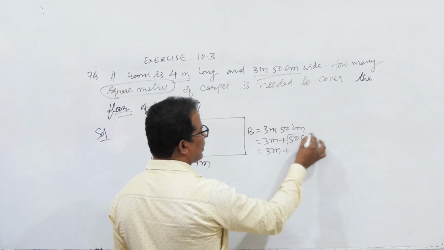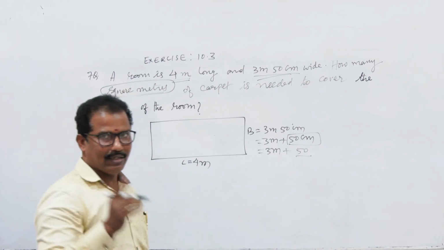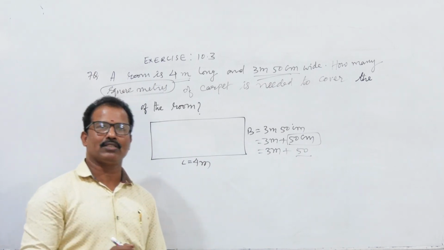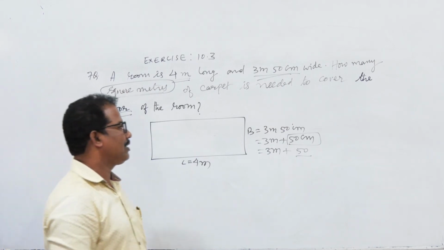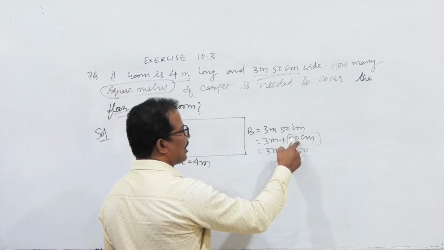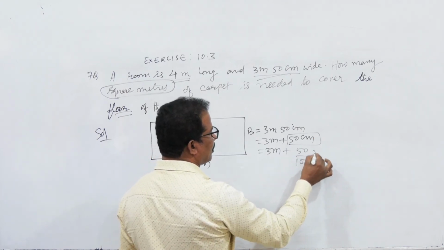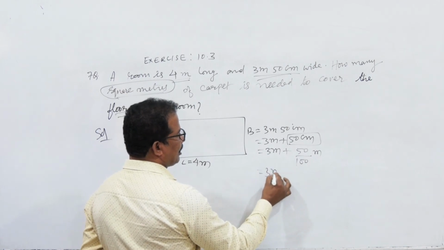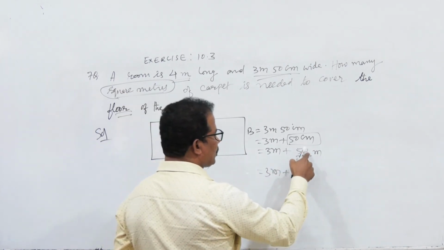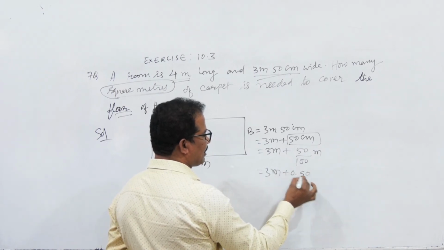To convert this centimeter into meters, what do we need to do? We have to divide by 100, because 100 centimeters is equal to 1 meter. Then 1 centimeter is equal to 1 by 100 meter. For that only, to convert this centimeter into meter, we have to divide by 100. Now this unit will become meters. Now again 3 meters plus, if you divide this 50 by 100, we will get a decimal like this.